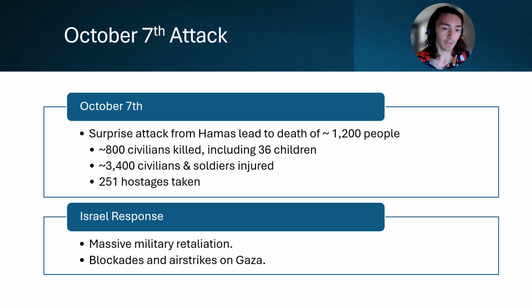So Israel's response was massive military retaliation and blockades and airstrikes on Gaza. The blockades specifically are meant to prevent a lot of aid from coming in, prevent things like fresh water and electricity from reaching the Gaza Strip.